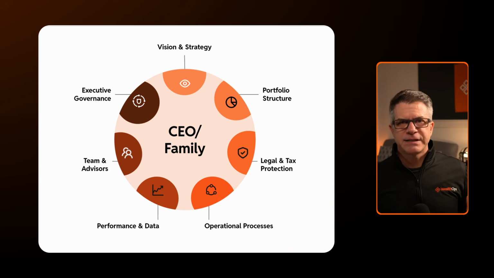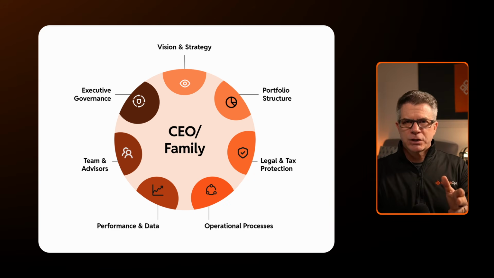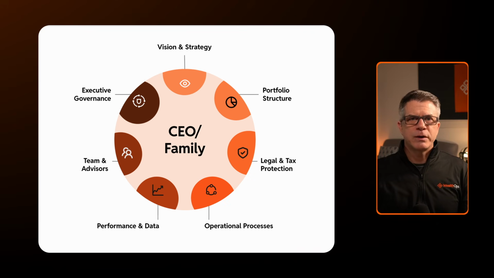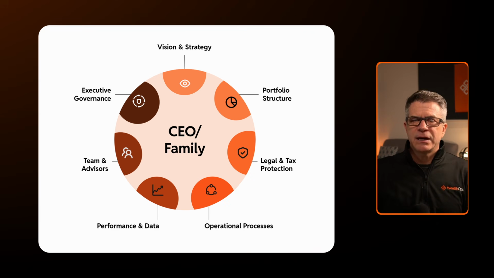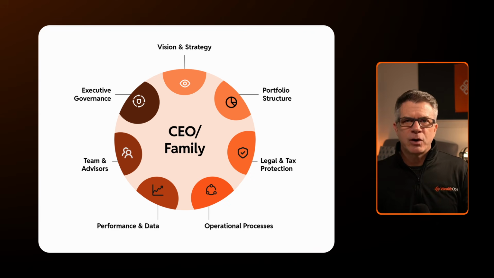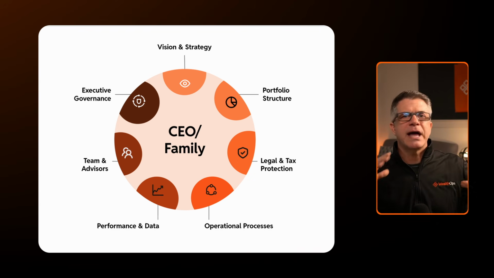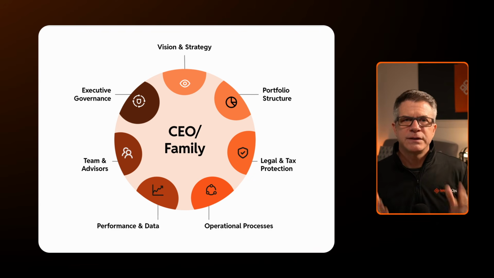These aren't seven separate things. They're one integrated system. Vision informs structure. Structure determines what protection strategies are available. Protection runs through your processes. Processes generate the data. Data guides your advisory partners. And governance ensures you're executing all of it with intention.